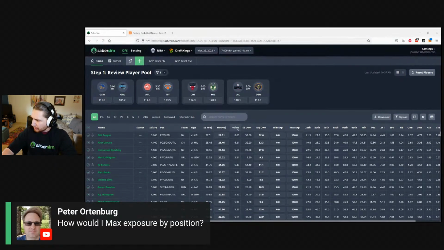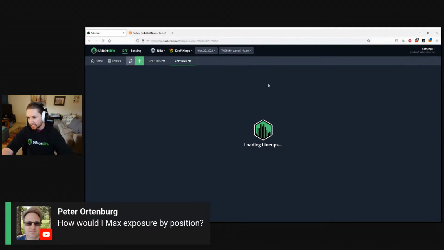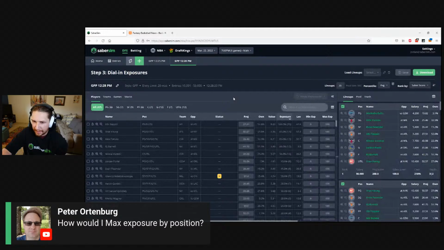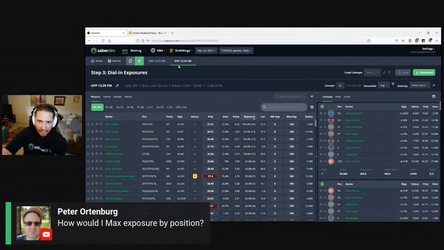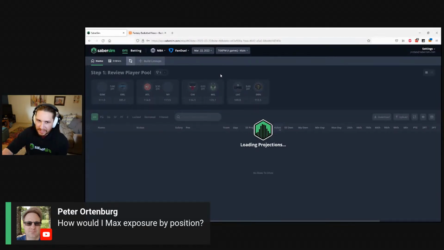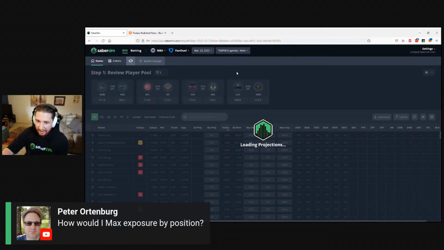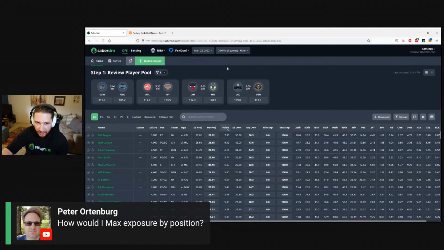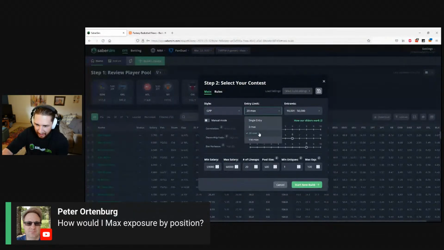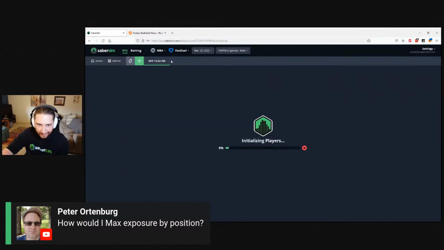Peter said, how would I set max exposure by position? I think probably the easiest thing to do would be to just do this within the build, as opposed to setting this beforehand. A decent example of where you might want to do that is on FanDuel on a bigger slate in the center position, where you basically have one shot. Center is a really high scoring position. There's often a lot of good ones on the slate. And on FanDuel, you really only get the one. I think it'd be an interesting idea to cap your player exposures at center.